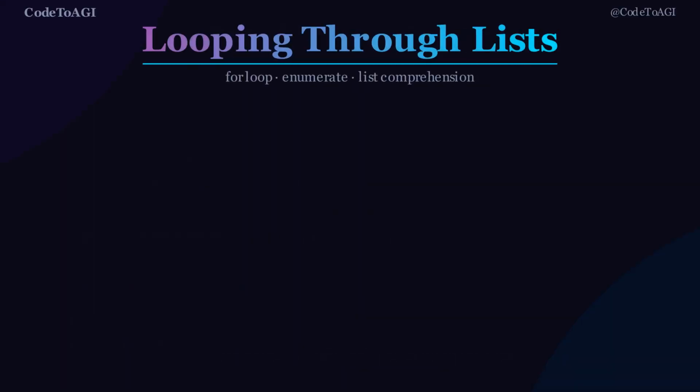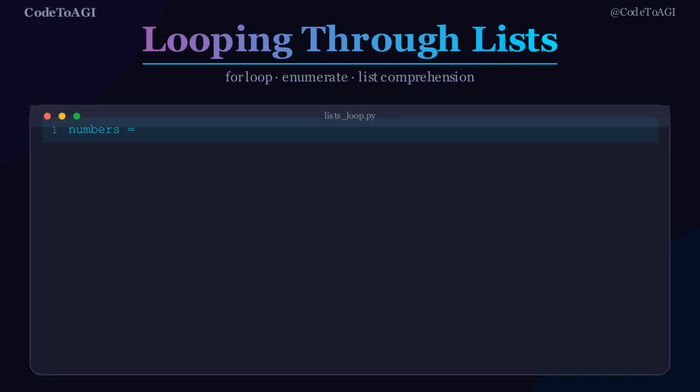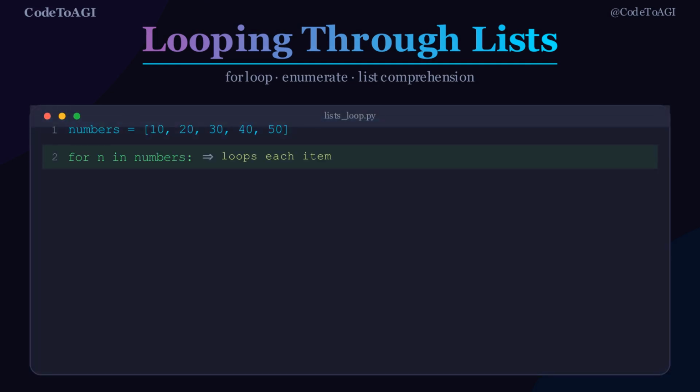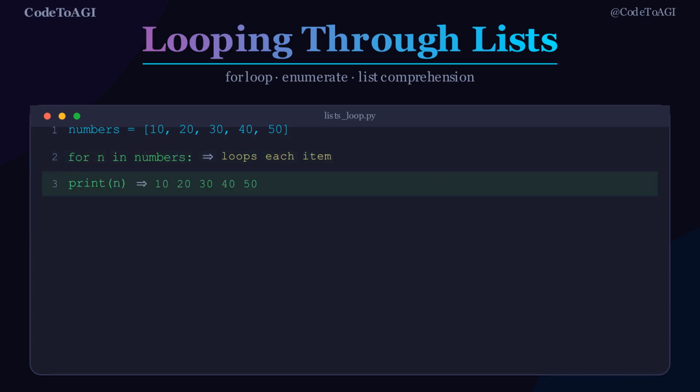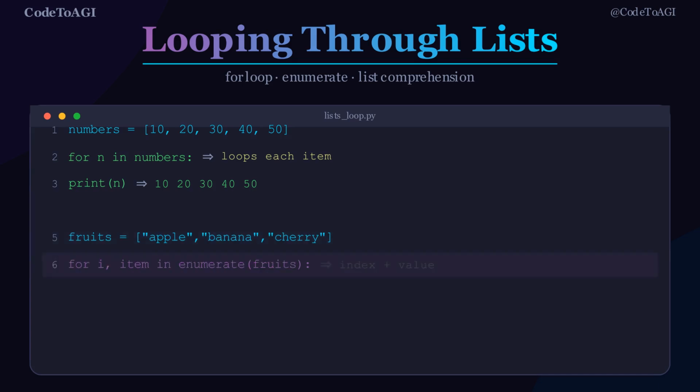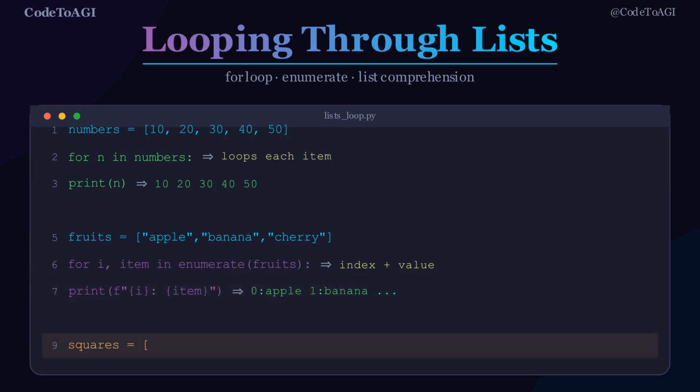Lists and loops are the perfect combination. You can loop through every item in a list with a for loop. Look at the first example. We loop through numbers and print each one. Simple and clean. Now look at the enumerate example. Enumerate gives you both the index and the value at the same time. I is the index. Item is the value. Output is 0:apple, 1:banana, 2:cherry. This is extremely useful when you need to know the position of each item.